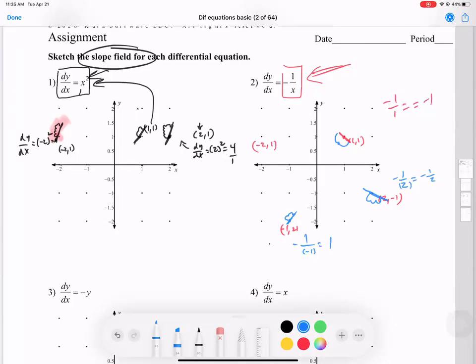Again, you would do this for all 25 points. I'm just picking up a couple of particular points. If I look here at my last one, negative 2, 1, this would be negative 1 over negative 2, which is a positive 1 over 2. So the rise is 1 and the run is 2. And that kind of gives me an idea. This is a little flatter. I'm going to pause here.